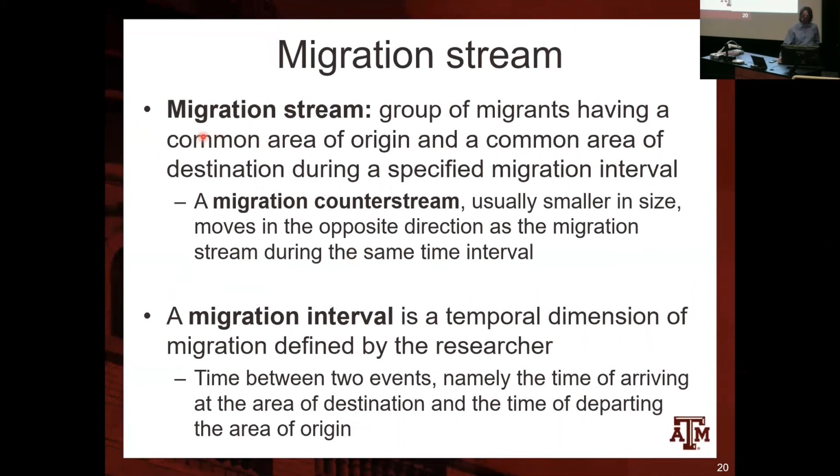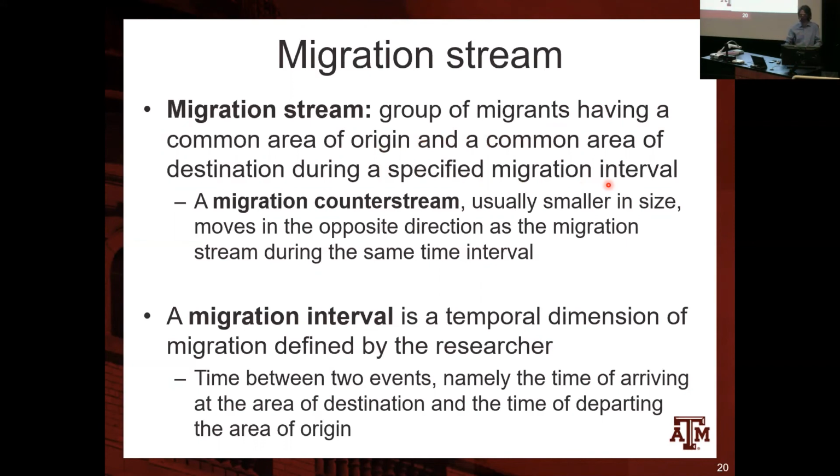The term migration stream is a group of migrants having a common area of origin or a common area of destination during a specified migration interval. So there are a lot of people moving to southern states more recently, for example, to Texas. A counterstream is the opposite migration. In this case, a lot of people moving from the Northeast to Texas would have a counterstream of migration from Texas to the Northeast.